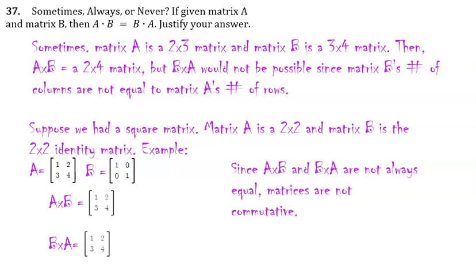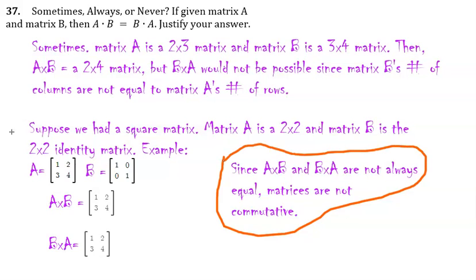So since it's not always true, since they're not always equal, we can say that matrices are not commutative. And this would be our two examples. This is when it's true, and then this is the false case. So it's sometimes.